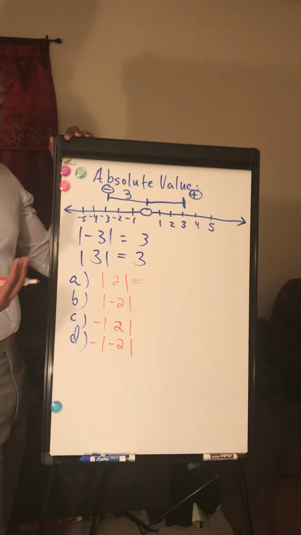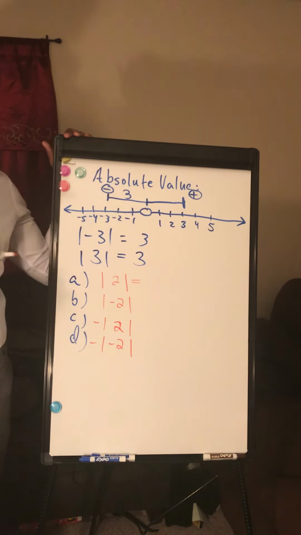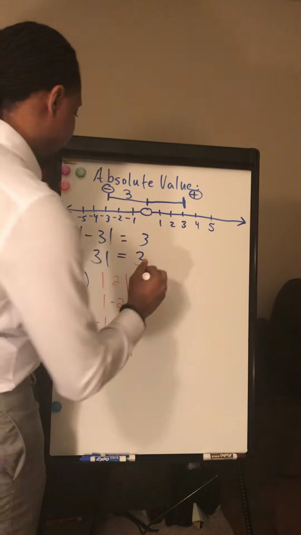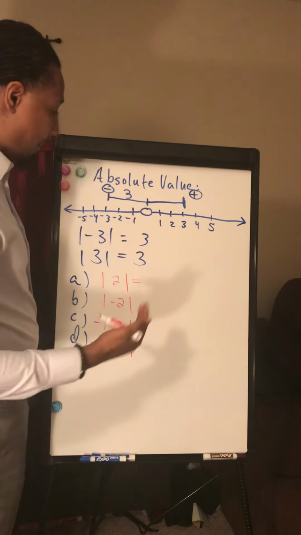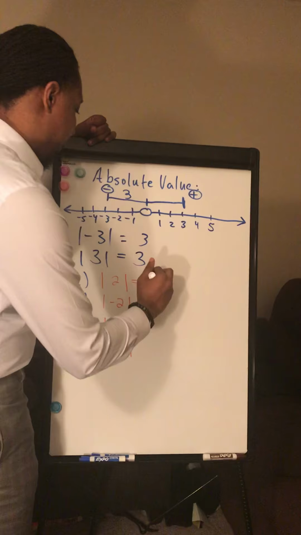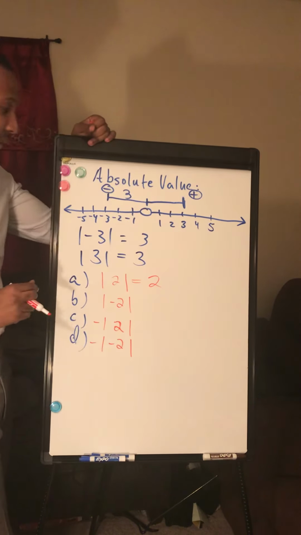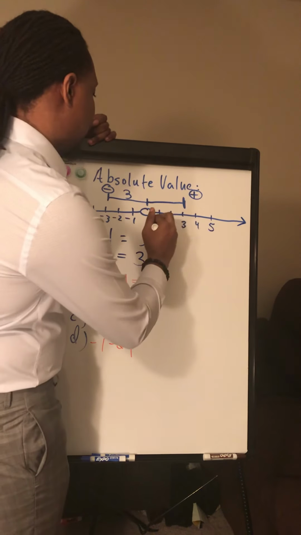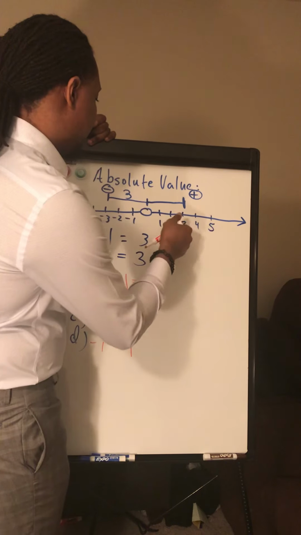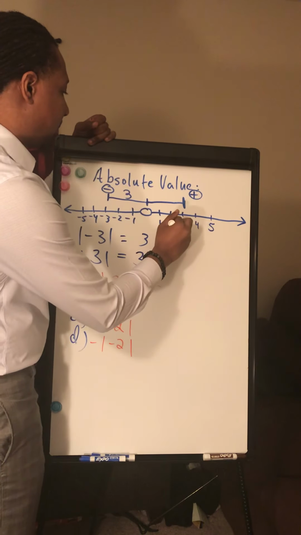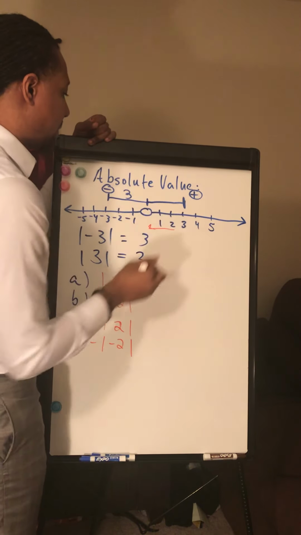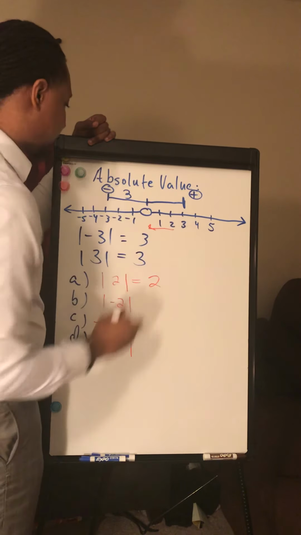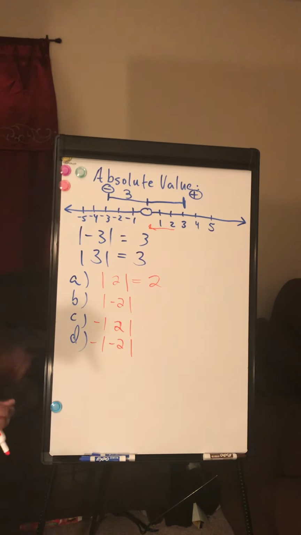Eventually we would come to the conclusion that the absolute value, or the distance from 0, of the number 2 is 2. Okay? This is 2 units away from 0. Right? 2 units from 0. What about -2?